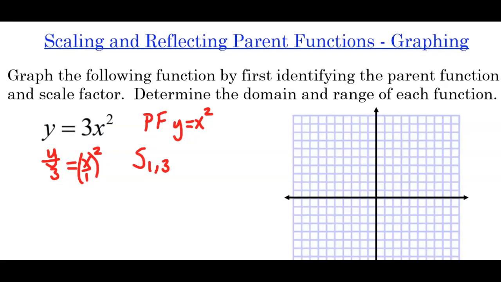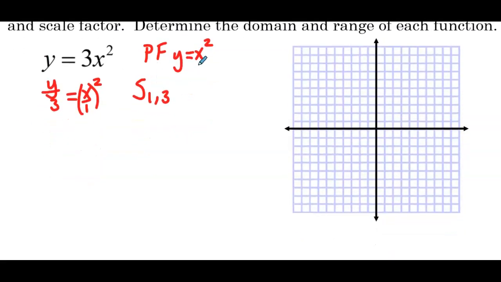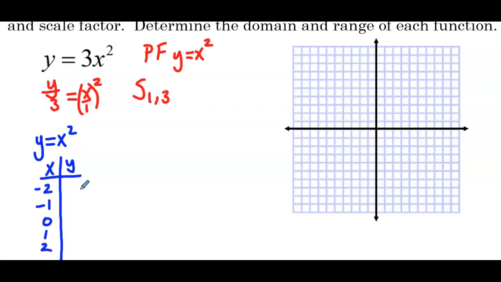So now let's use a table of values for the parent function to get a table of values for y equals 3x squared. Okay, so we'll start with the parent function y equals x squared. x and y. So we have -2, -1, 0, 1, 2 as our x values, 4, 1, 0, 1, 4 as our y.